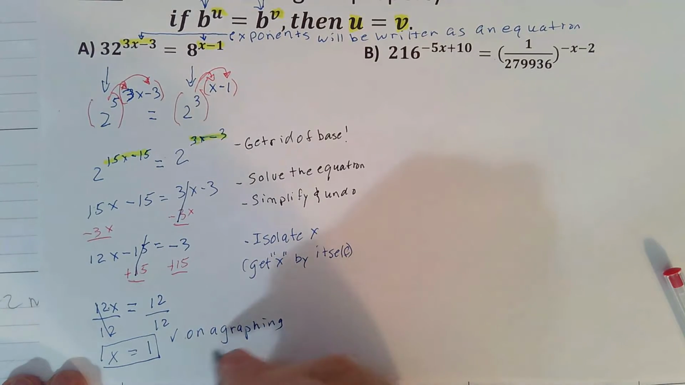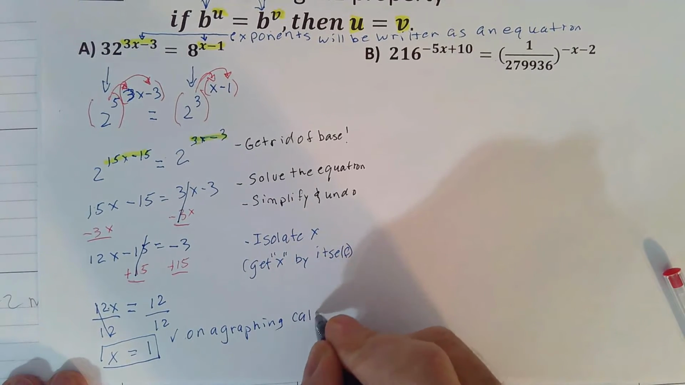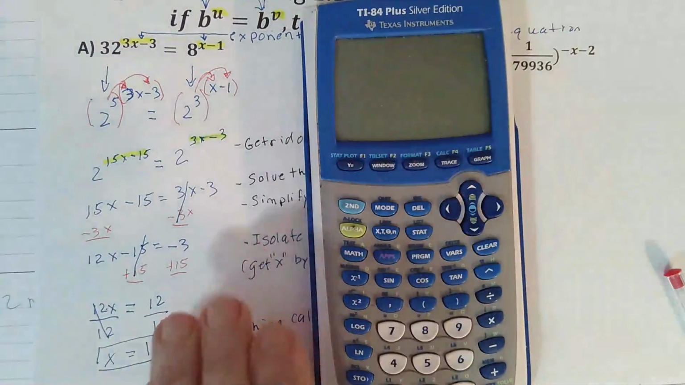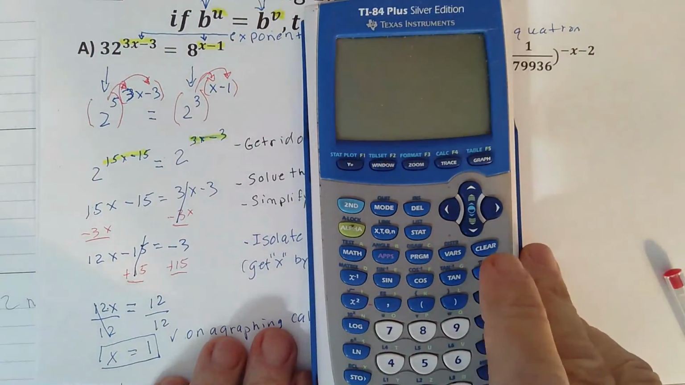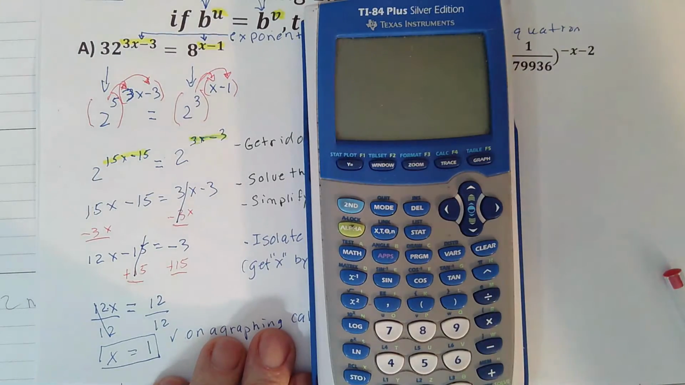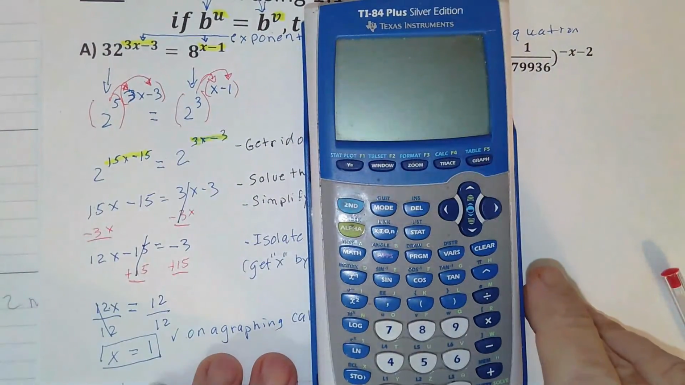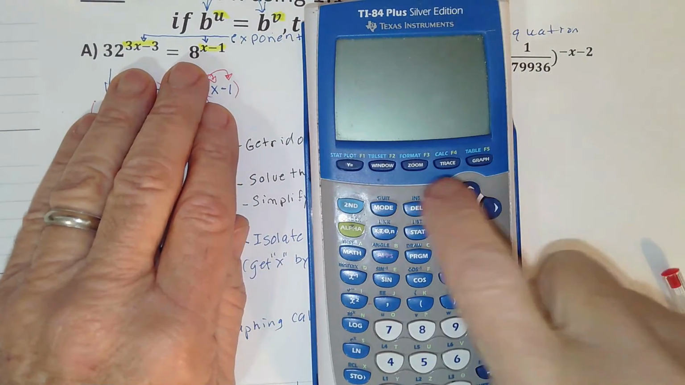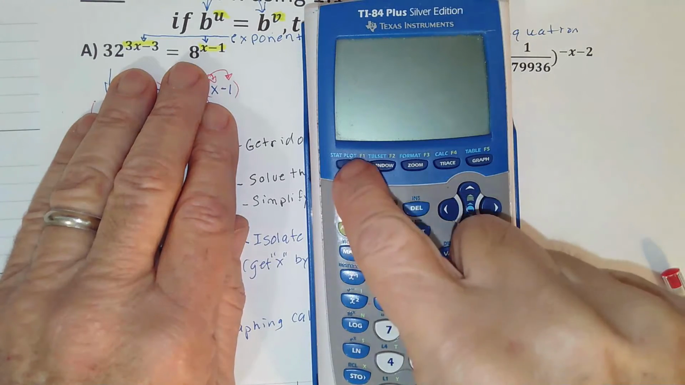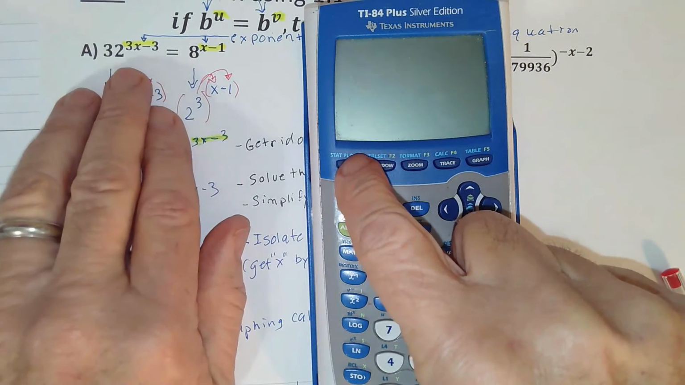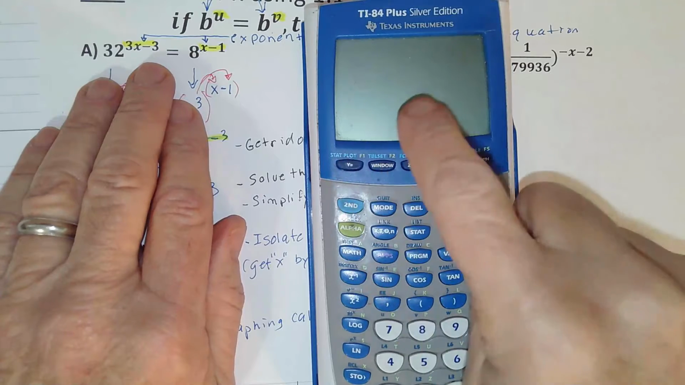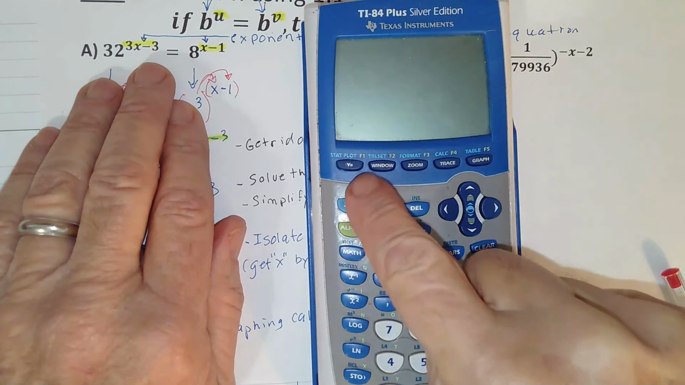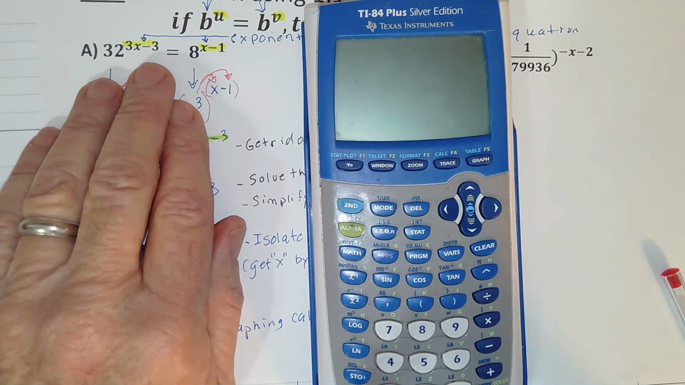Now we want to check this on a graphing calculator. I want to make sure it's right. So I'm going to take my graphing calculator over here, and maybe this time I'm going to turn the light on. I'm going to go back to my original equation up here, and I'm going to put the left-hand part of the equation into my y equals, and in this case my y1. So let me turn this on.